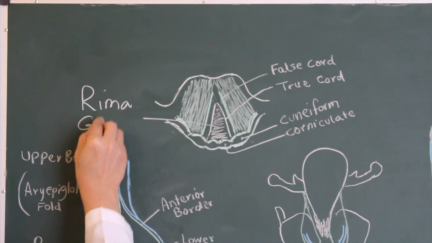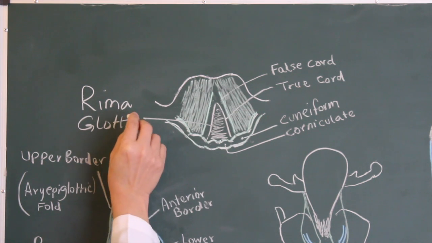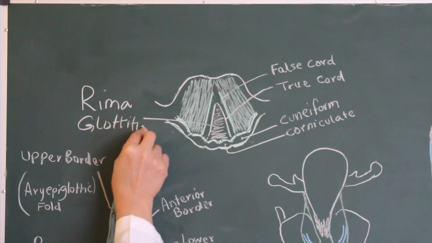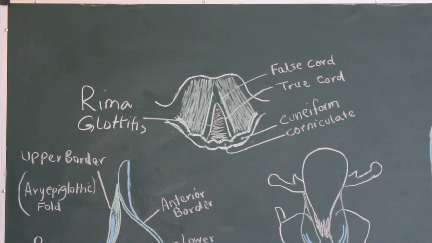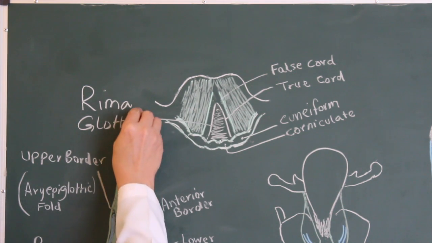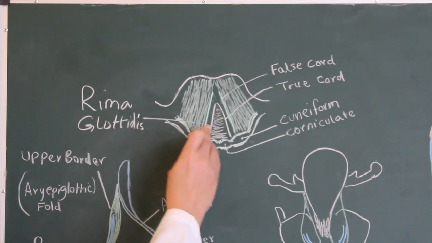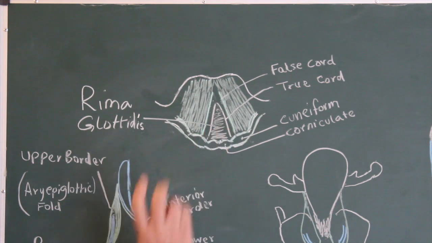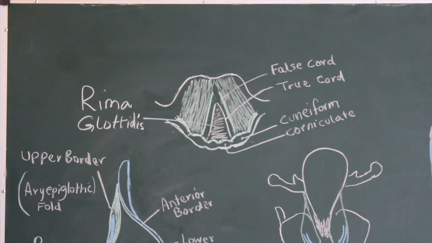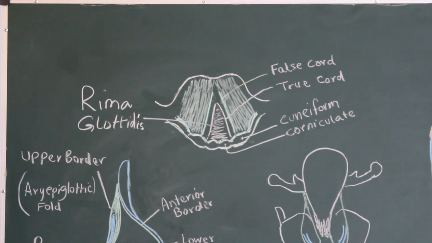Rima glottidis. Rima glottidis is the space between the two true vocal cords. And these are the aryepiglottic folds.